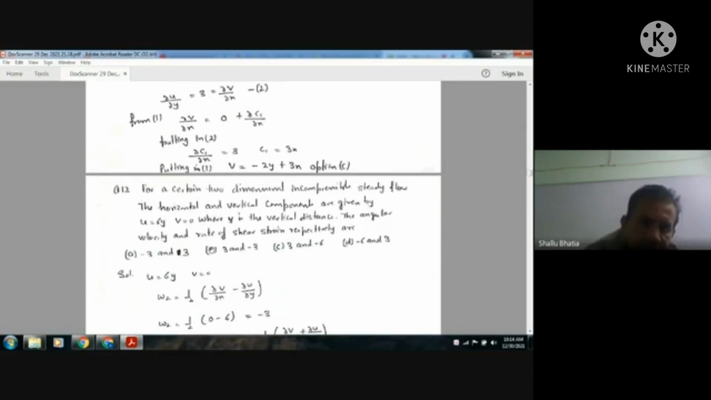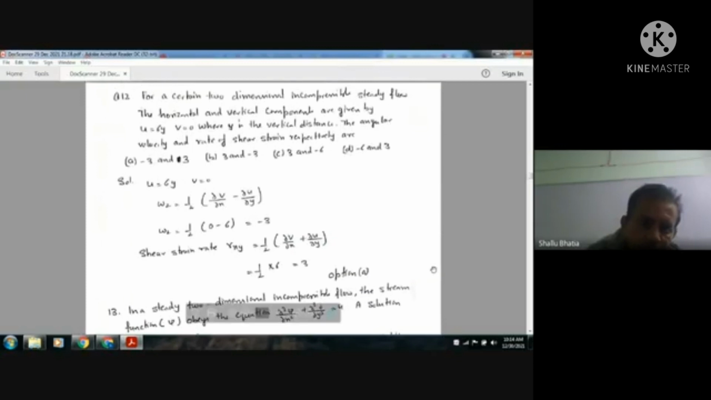Okay, next. For a certain two-dimensional incompressible steady flow, the horizontal and vertical components are given by u is equal to 6y, v is equal to 0, where y is the vertical distance. Angular velocity and rate of shear strain respectively are: option A minus 3 and 3, B 3 and minus 3, C 3 and minus 6, D minus 6 and 3. Okay, here u is 6y and v is 0.